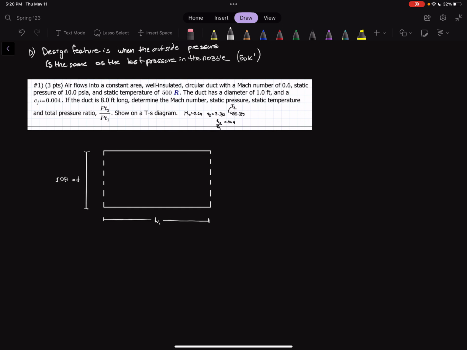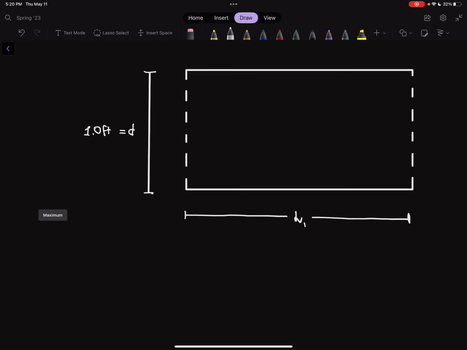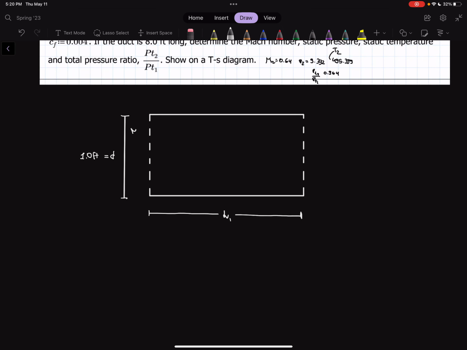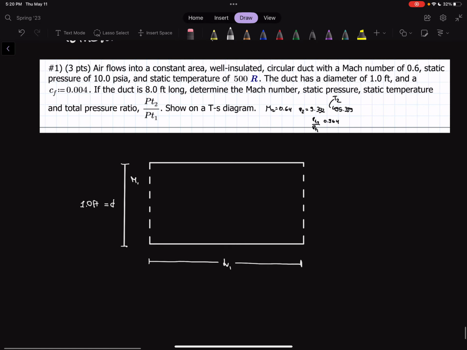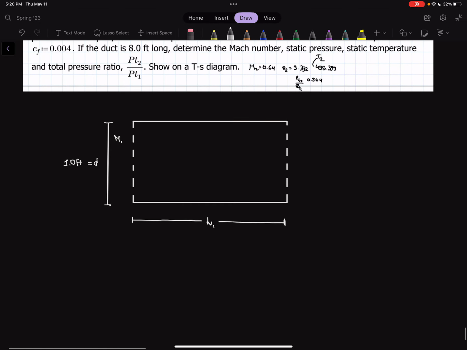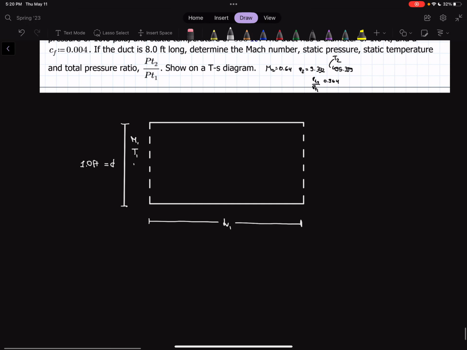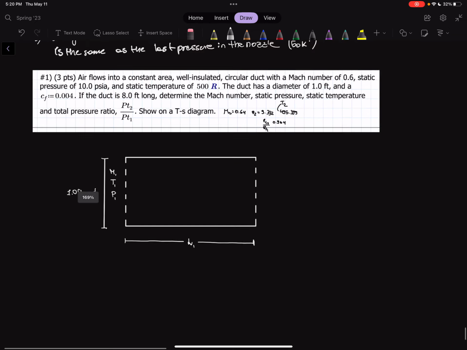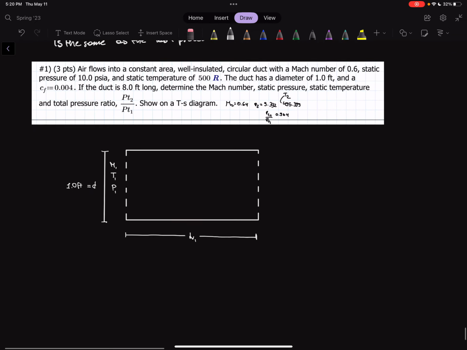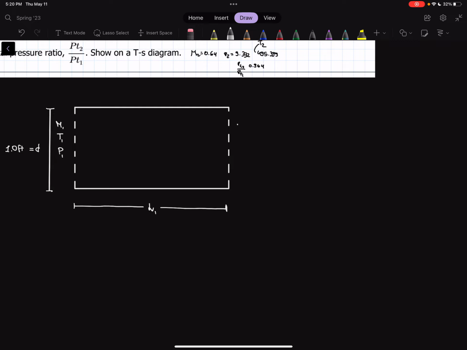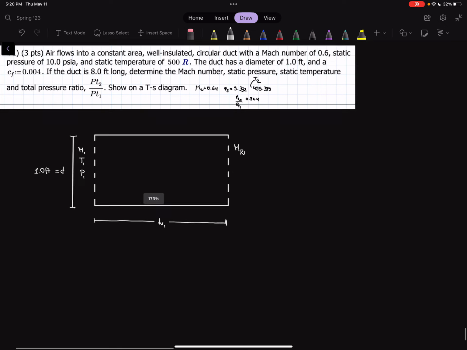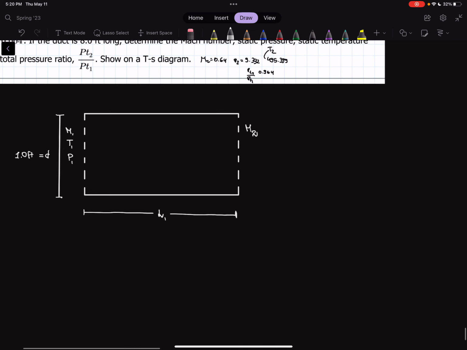And determine the Mach number, static pressure, static temperature. Well, they give us a Mach number at the beginning. So we have a Mach 1, and we have a static temperature, T1, and a static pressure, P1, right here. The duct is 8 feet long. Determine the Mach number. So we want to know the Mach number here, the static pressure, and the static temperature.